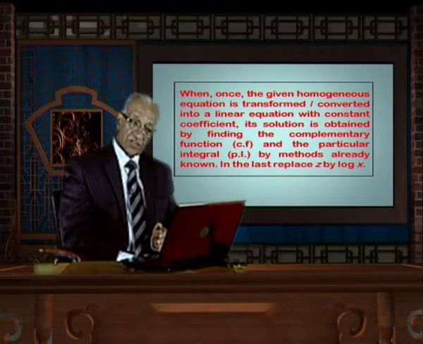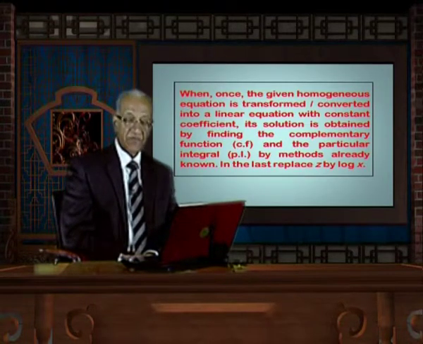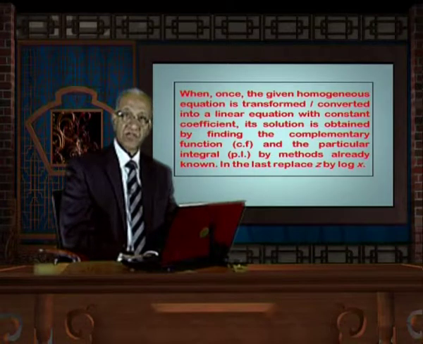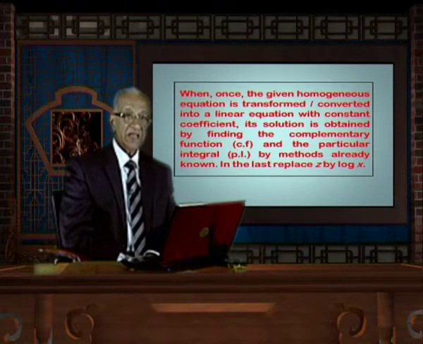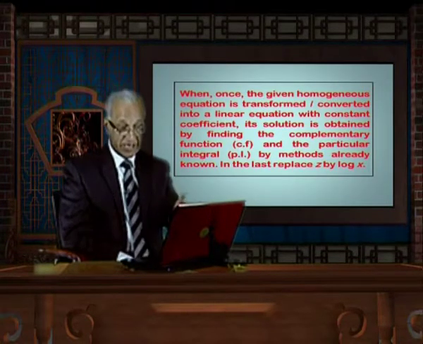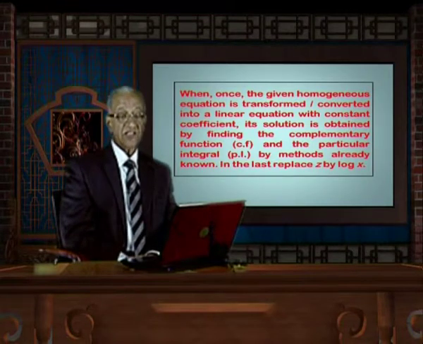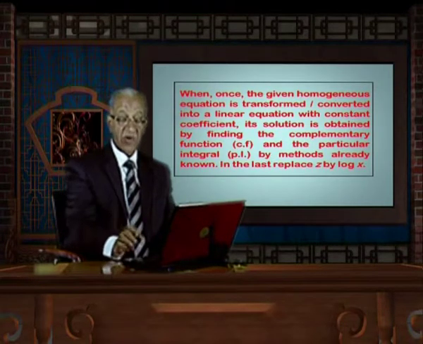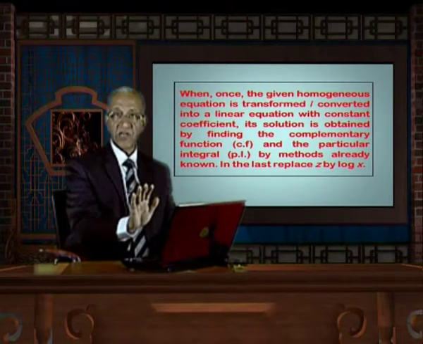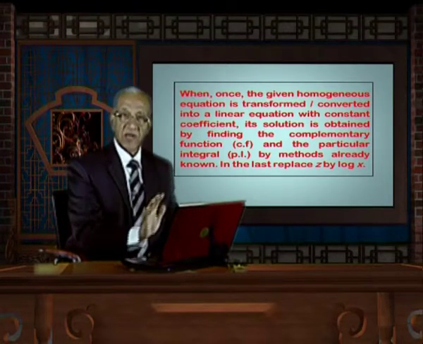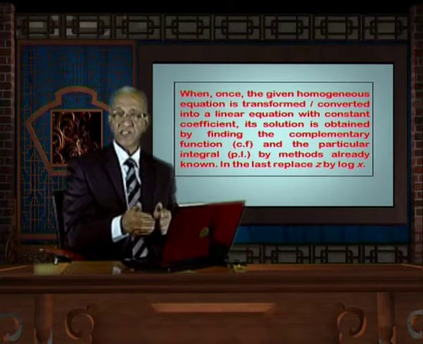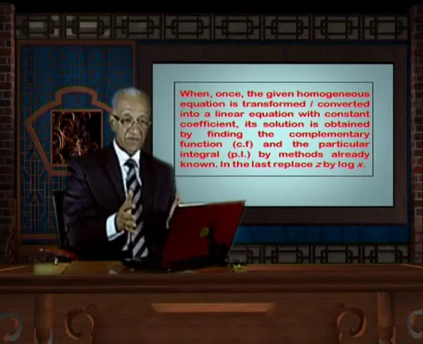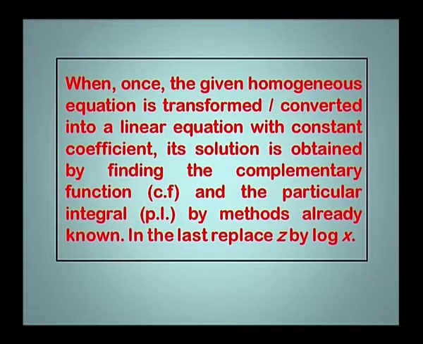If you go to the preceding page of the lecture, we have substituted x is equal to e to the power z, and therefore we can write, by the theory of logarithms, z is equal to log of x. That is why we have written in the last, replace z by log x. That is all fairly comprehensible, and I believe that you can now solve with this substitution the whole homogeneous equation given by equation 1.